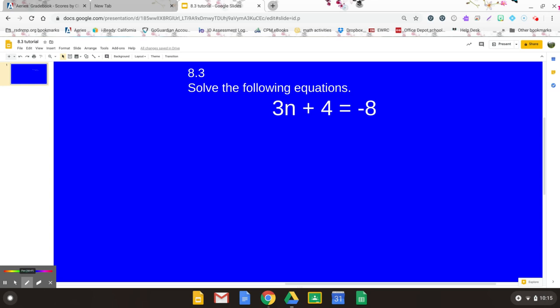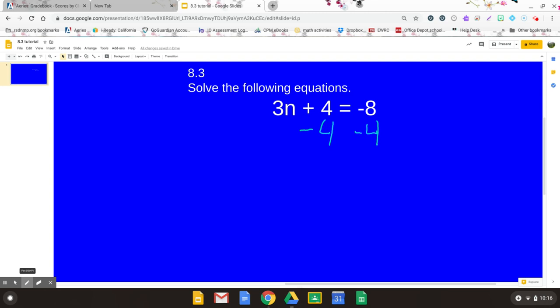So it's called a two-step equation because we're going to do two steps. Our first step is to reverse any addition or subtraction, and our second step will be to reverse any multiplication or division. So we are adding 4, so we're going to have to reverse that by doing the opposite of adding 4, which is to subtract 4. So I'm going to subtract 4 from both sides.